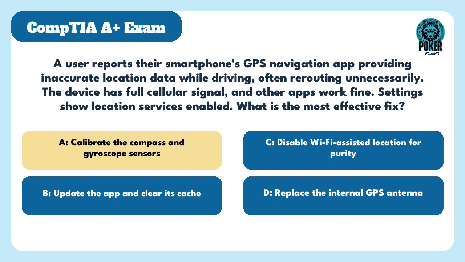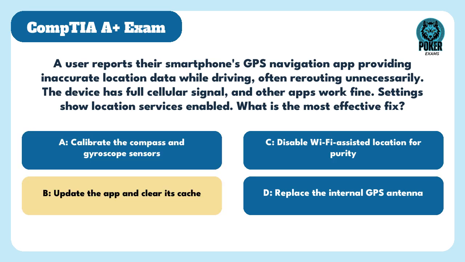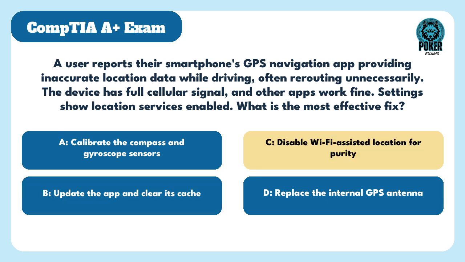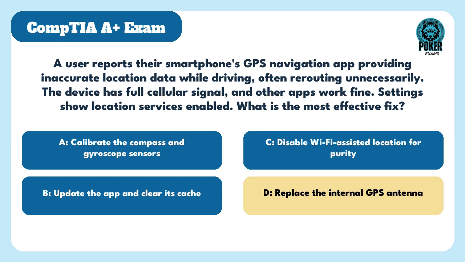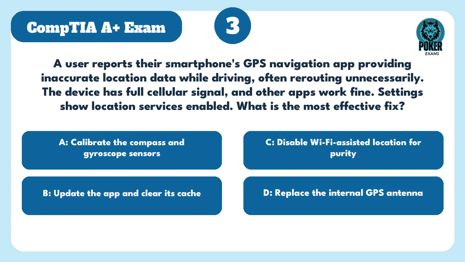Option A, calibrate the compass and gyroscope sensors. Option B, update the app and clear its cache. Option C, disable Wi-Fi assisted location for purity. Option D, replace the internal GPS antenna. The correct answer is A.